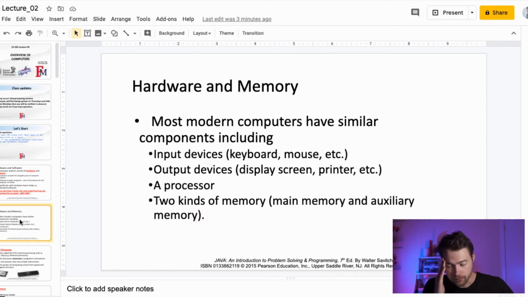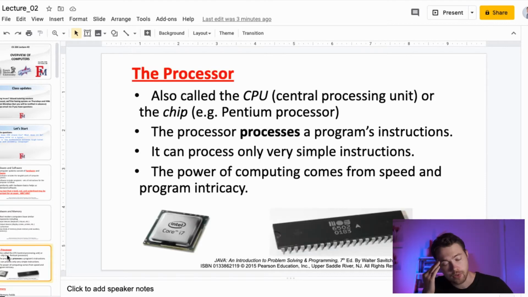Most computers nowadays have similar components. They are input devices, keyboard, mouse; output devices, display screen, printer, the audio system; a processor; and two kinds of memory, main and auxiliary. The processor is also called the CPU, Central Processing Unit, or chip, like the Pentium processor, the Intel Pentium, which is not a thing anymore, of course. The processor processes program instructions. It processes only very simple instructions.